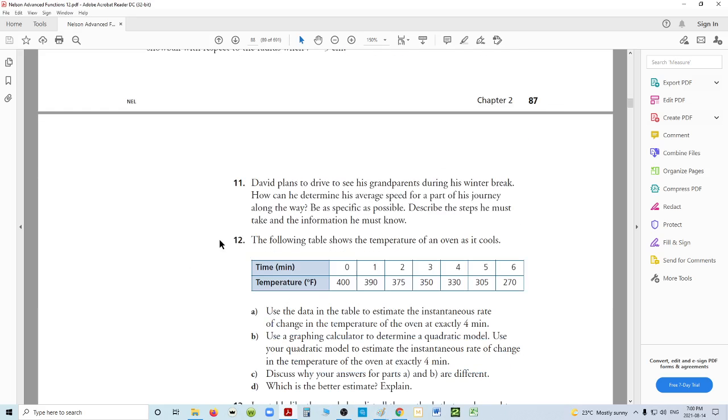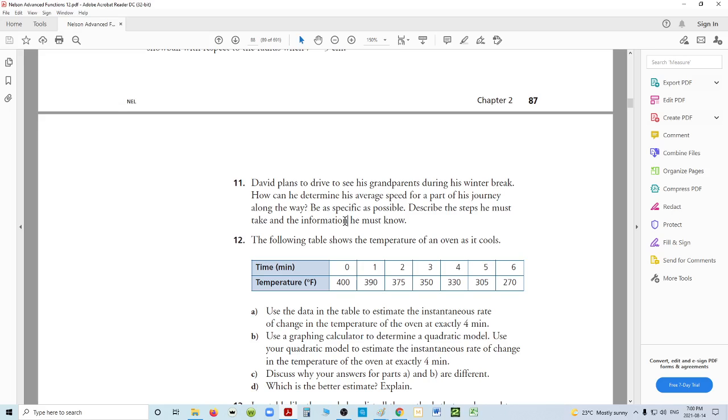Then he's going to drive to his grandparents. How can you determine his average speed for a part of his journey along the way? Be as specific as possible. Well, he would have to know his speed at 2 different times. So he'd have to look down at his speed at, say, 2 hours into his trip and then 4 hours into his trip, and that's a 2 hours difference. So you'd have to add those speeds together and divide.